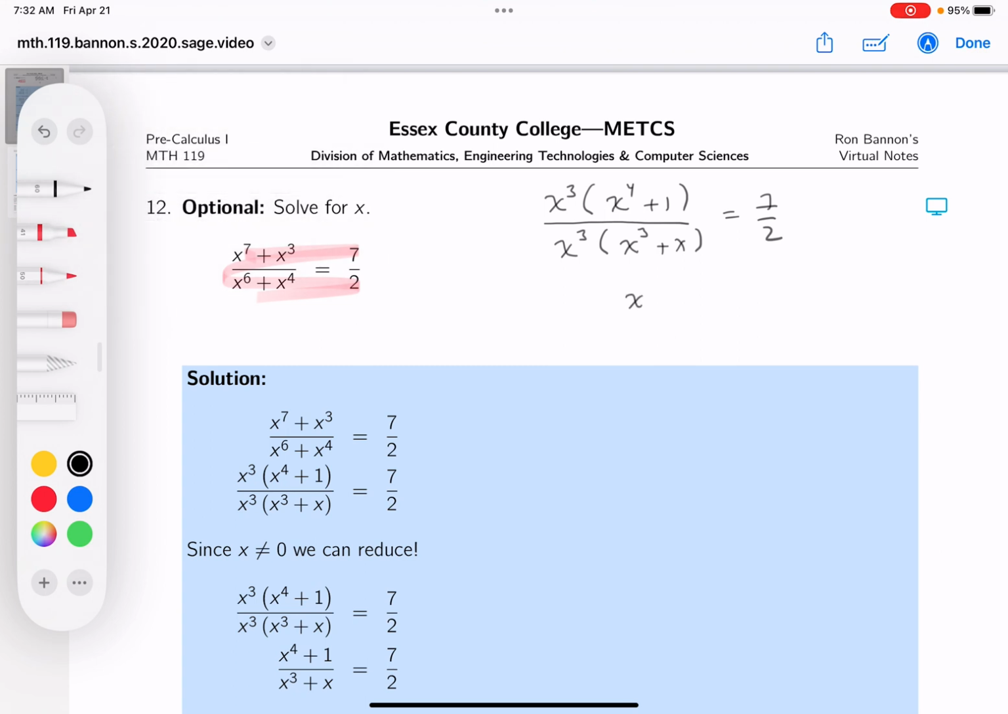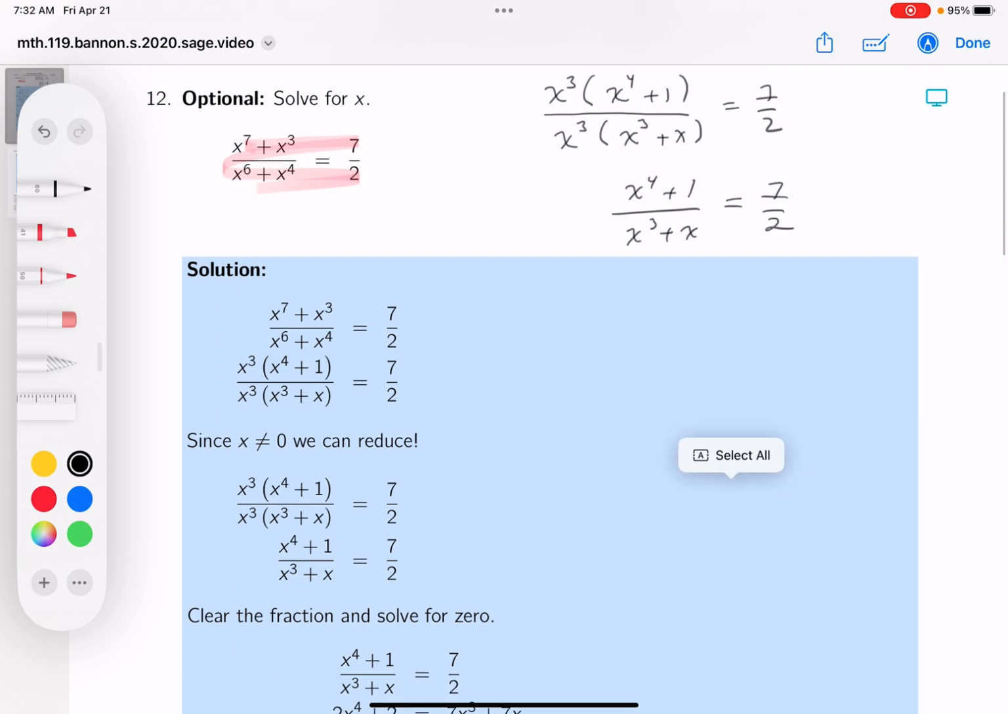What do I get? I get x^4 plus 1. Again, x can't be 0. There's no way it could be a solution to the problem. I'm not worried about that now. I'm not losing the solution by canceling. Then what I can do, I can multiply both sides by the LCD, or what a lot of students call cross multiplication. I can say 2x^4 plus 2 equals 7x cubed plus 7x.